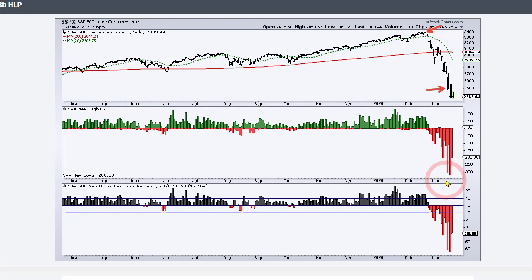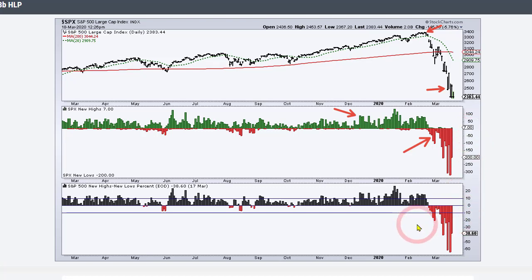But basically, the high-low percent indicator is the number of new highs, which you see in green, less the number of new lows, which is red. And then we normalize that indicator by dividing it by the number of stocks in the index, the S&P 500 in this case. So you can see here we had 200 new lows and only 7 new highs. So high-low percent would have been at minus 193. That's a lot of net new lows, if you will.